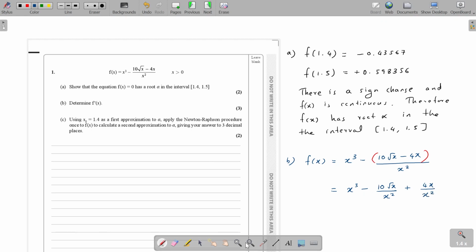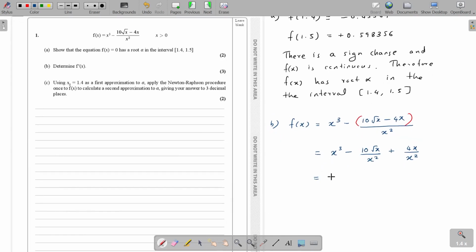So to differentiate, I must have x in the numerator. So x cubed minus, can I have the x power? Root x is x to the power half, divided by x to the power 2. So x to the power half minus 2. Subtract the power, how much is it? Half minus 2 is minus 3 over 2. And then here plus 4x divided by x squared, so x to the power 1 divided by x to the power 2. Division, powers are subtracted. 1 minus 2, I get x to the power minus 1. Is this okay? Okay, so then this is my f(x) equation rearranged.